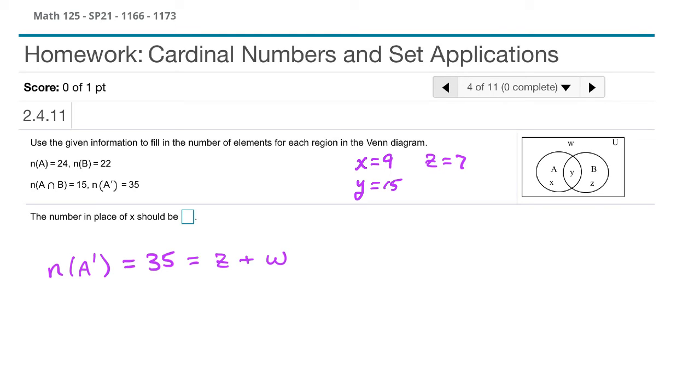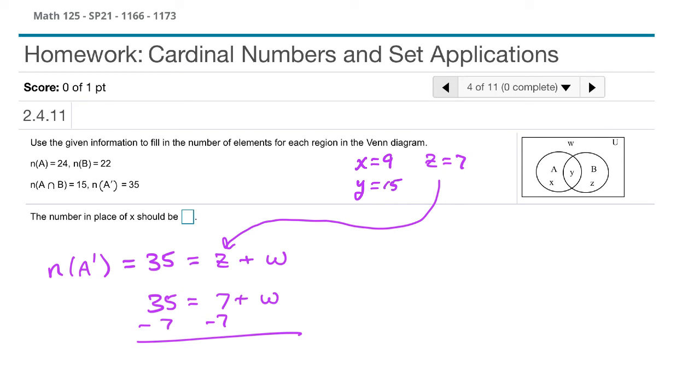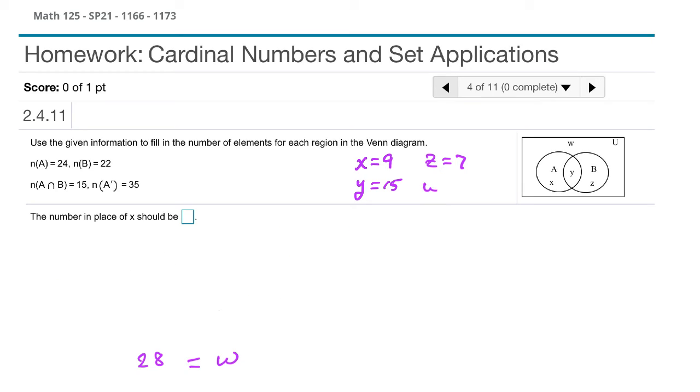Now, we know the cardinality of Z. We just figured that one out. And so that gives us 35 is going to be 7 plus W. If we do the same thing, subtract 7 on both sides, we get W at 28. And so our value for W is going to be 28.